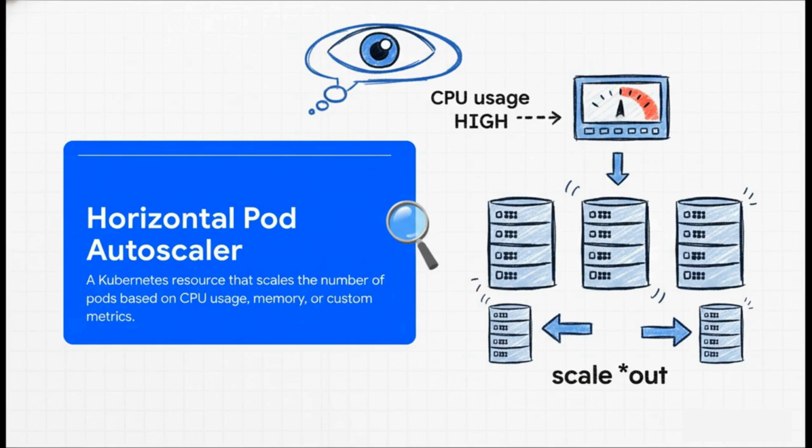So, first up, we have the horizontal pod autoscaler, or HPA. Think of it as the manager for your application. When it sees that the CPU is working too hard, it just says, "Hey, we need more hands on deck," and automatically adds more pods to share the load. It's all about scaling your application out within the existing space of your cluster.